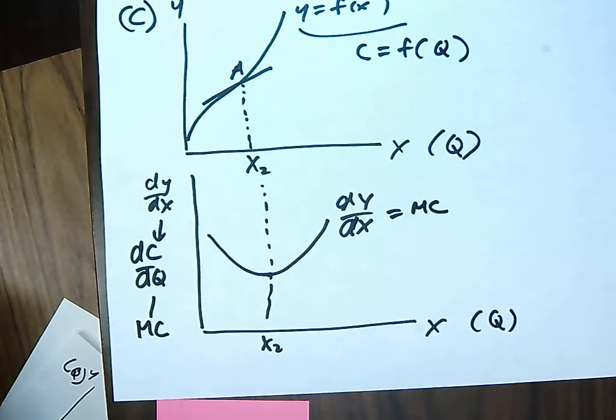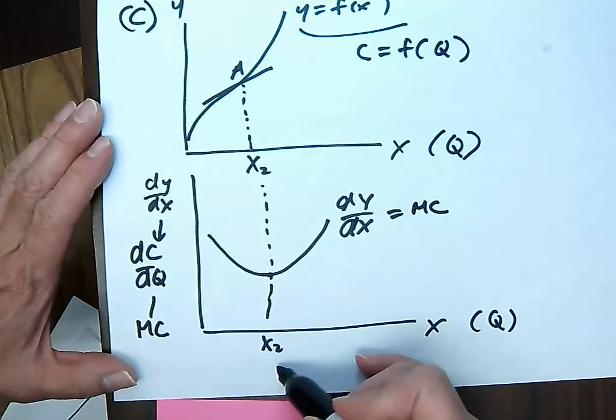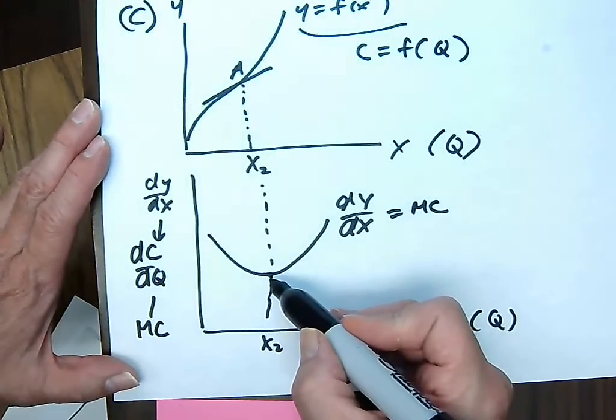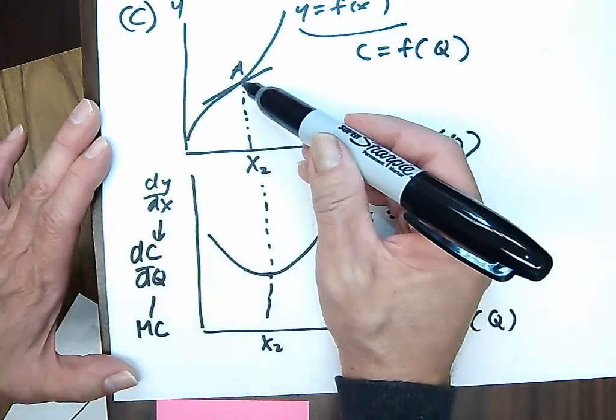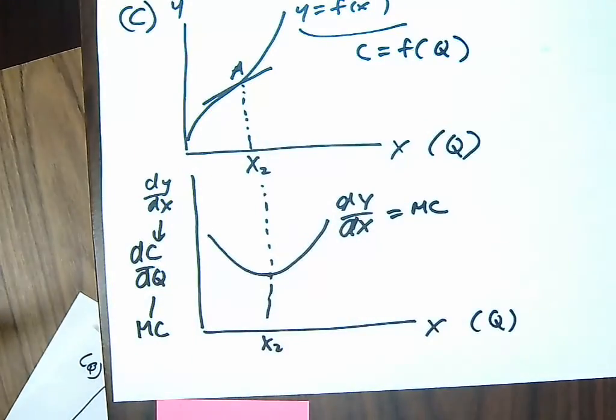So we could say the following. When the firm is producing that amount of output at which marginal cost is at a minimum, then the firm is experiencing an inflection point on its cost function.